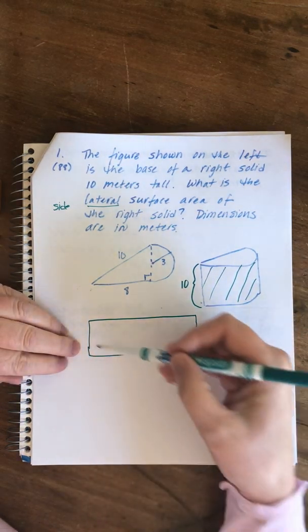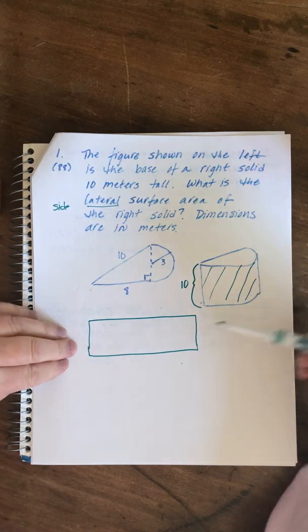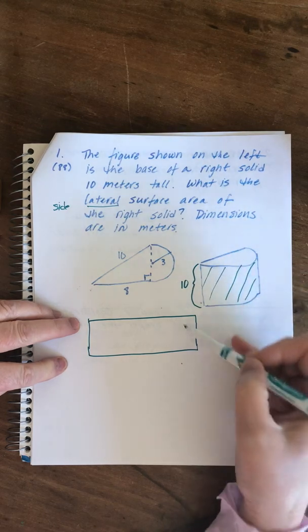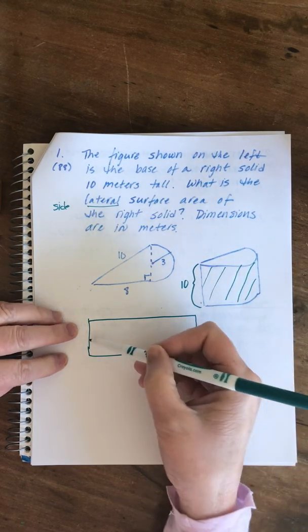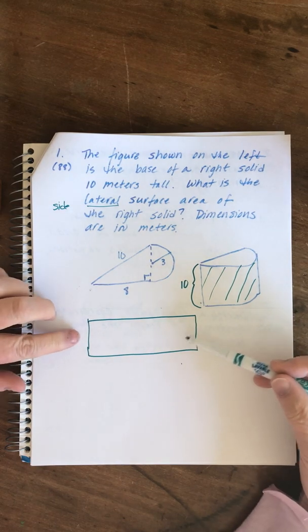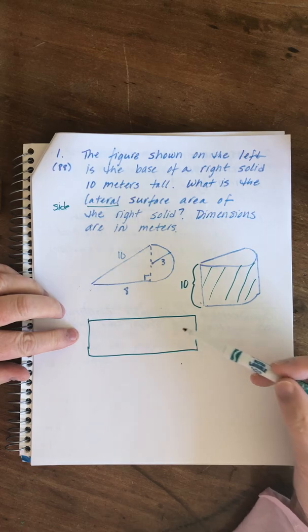And here it is. Once we've cut it open, we cut it right here, let's say. It doesn't really matter where we cut it. But let's just say we cut it right there. And then this is the part that used to wrap all the way around. And then this is the seam that used to be attached right there. Okay, this is the lateral surface area of the right solid. We need to find the area of this.